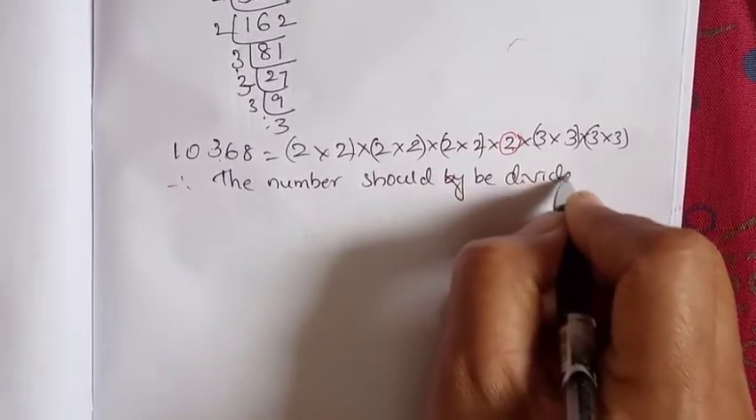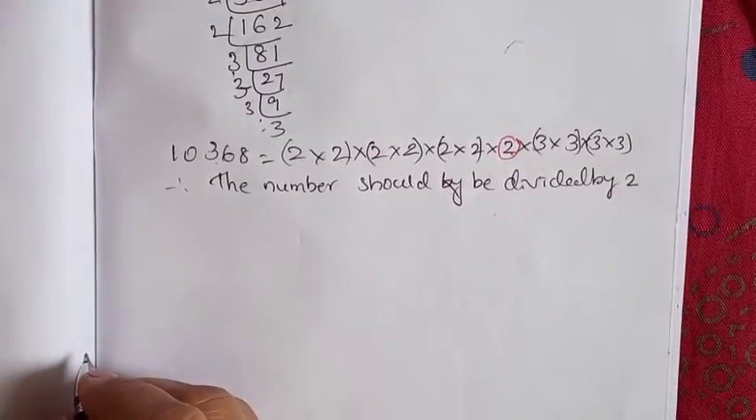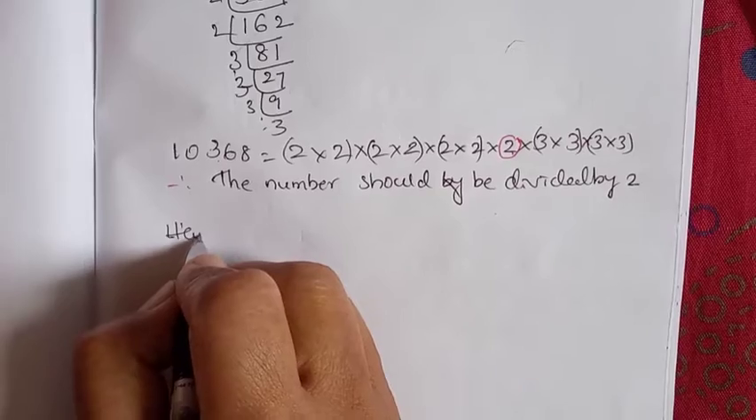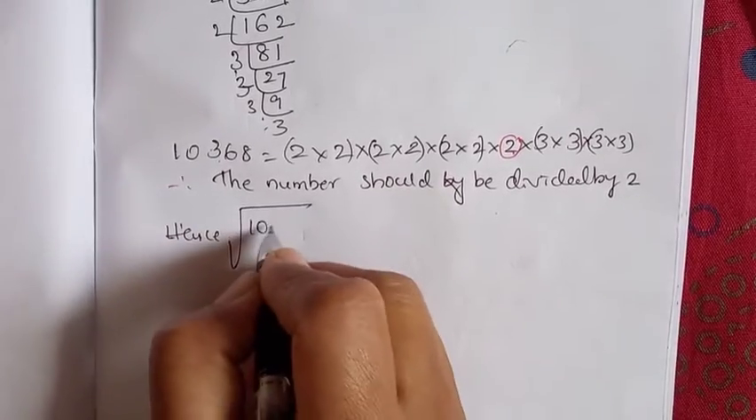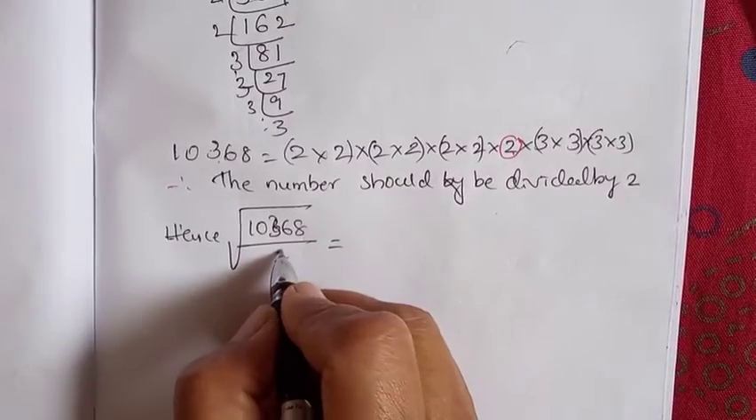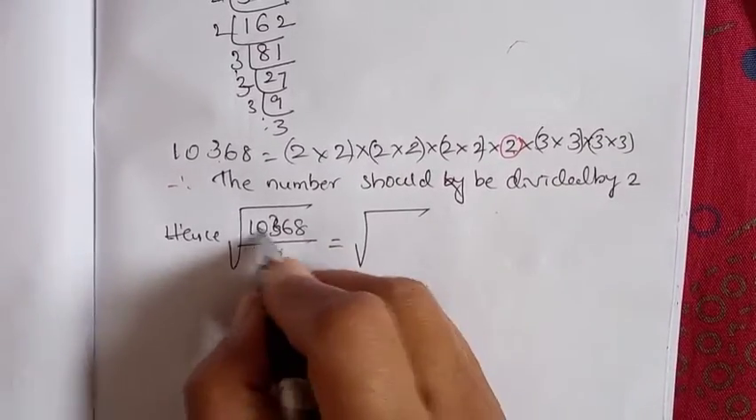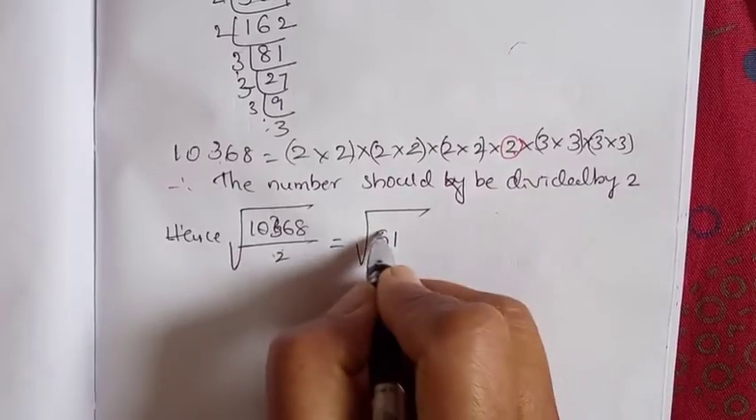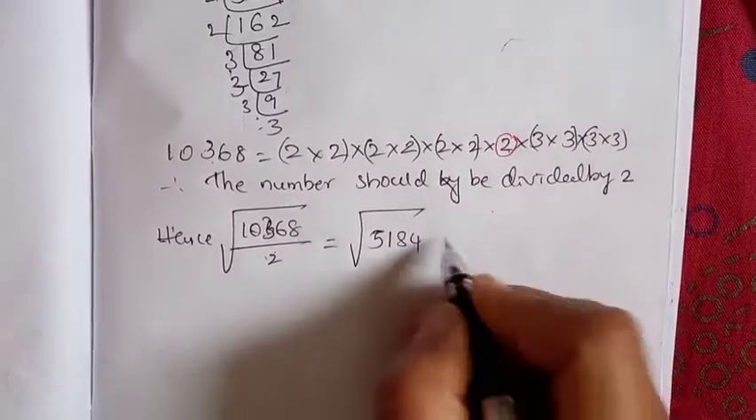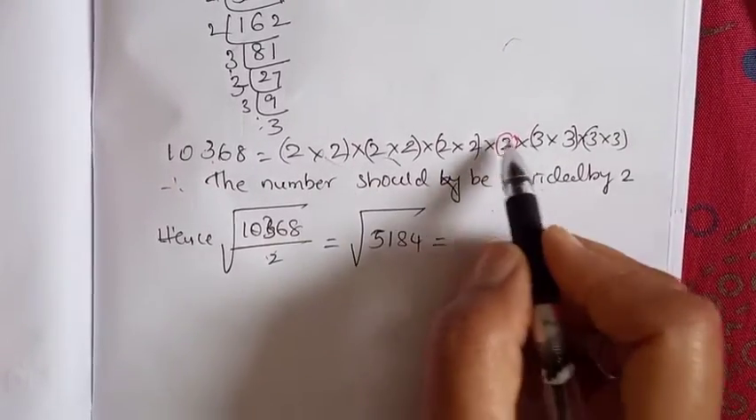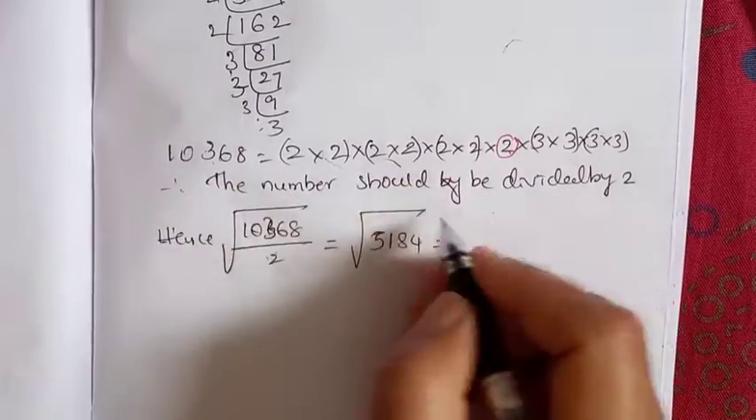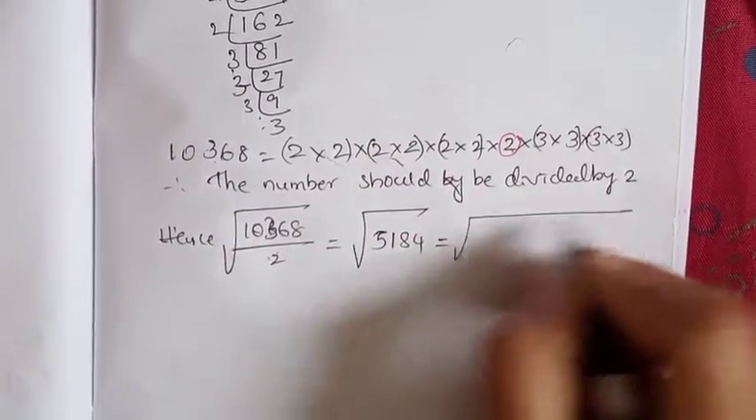divided by 2. So hence square root of 10,368 by 2. What is that? 2 5s are, 2 5s are, 2 1s are, 2 8s are, 2 4s are. Now here we can take from this. This we are going to remove. Now under this, what are the leftover terms?